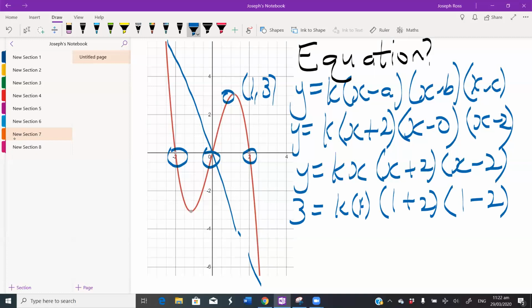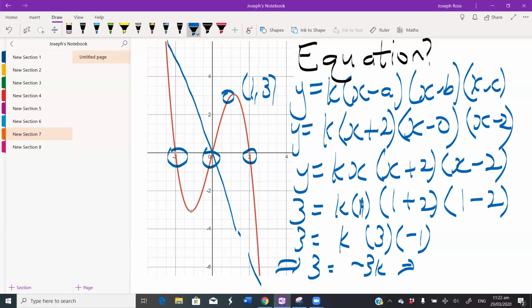And then working out the brackets as before, we get 3 equals k multiplied by 1, we won't write. 1 plus 2 is equal to 3, and 1 minus 2 is -1. So therefore, we've got 3 equals, 3 times -1 is -3k. And if we divide that through by -3, we get k equals 3 divided by -3, which is -1.